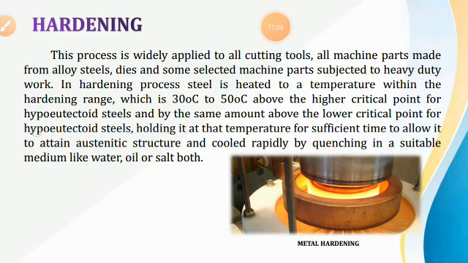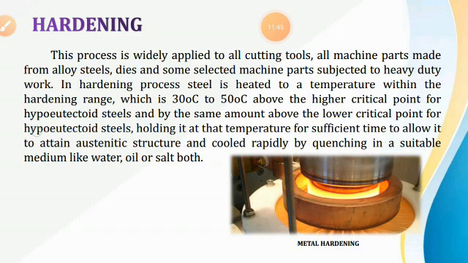Next one is hardening. This process is widely applied to all cutting tools. The main objective of hardening is to increase the hardness of the metal so that it can resist wear, and to enable it to cut other metals, that is, to make it suitable for cutting tools. It is also applied to all machine parts made from alloy steels, dies, and some selected machine parts subject to heavy duty work.